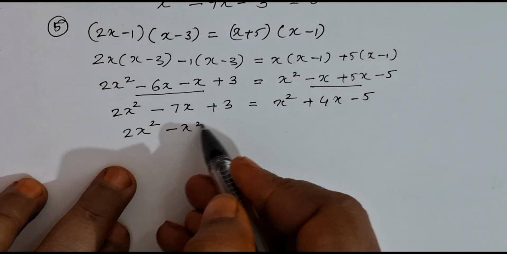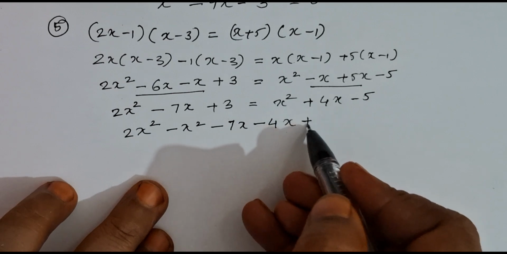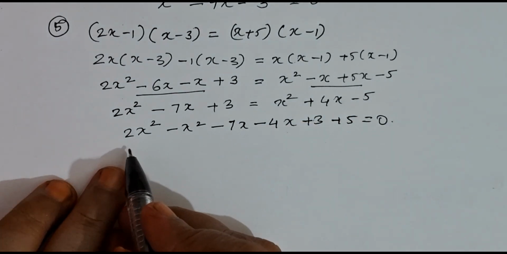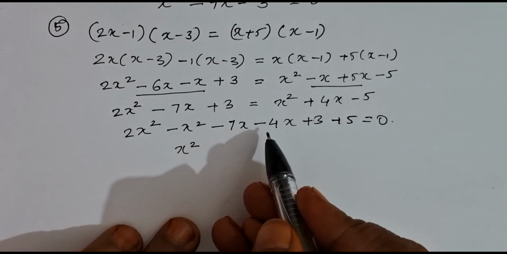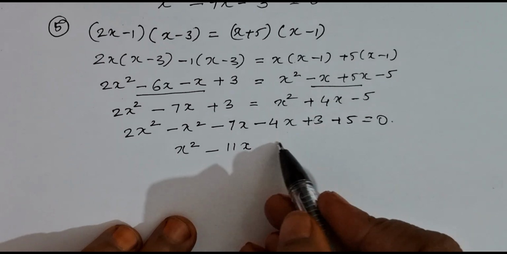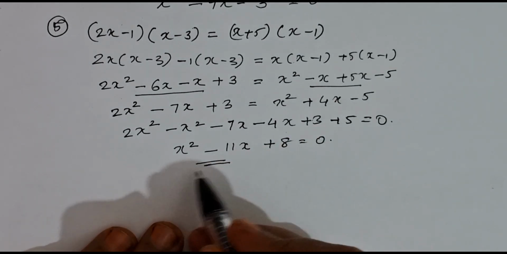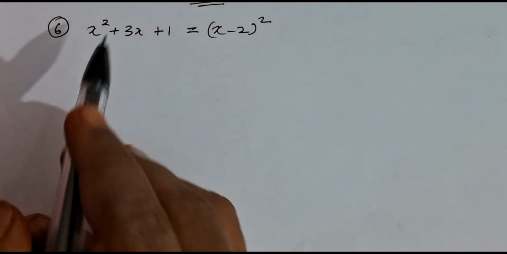2x square minus x square, we will shift from the other side. Minus 7x minus 4x, then plus 3 plus 5 is equal to 0. So this becomes x square minus 11x plus 8 is equal to 0, where it is a quadratic equation. So the highest power is 2, so it's a quadratic equation. So now let's see the next question.